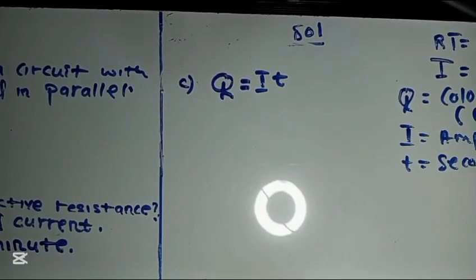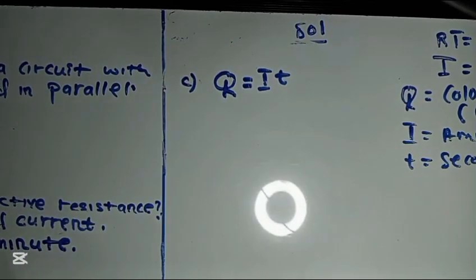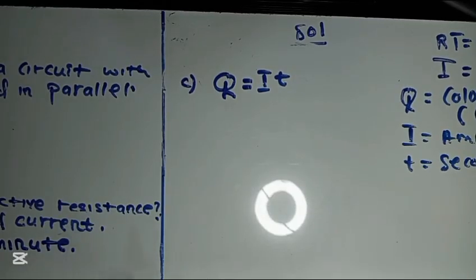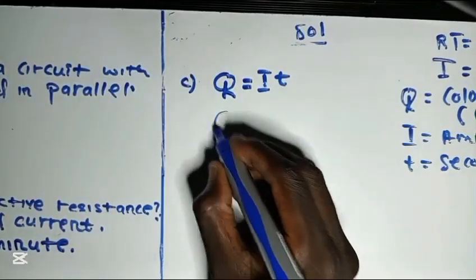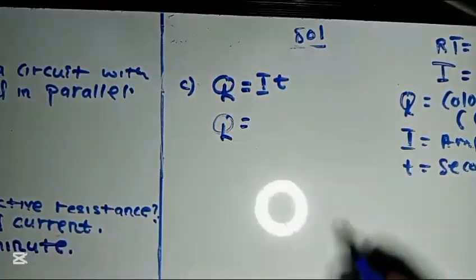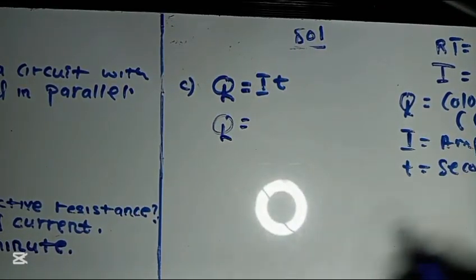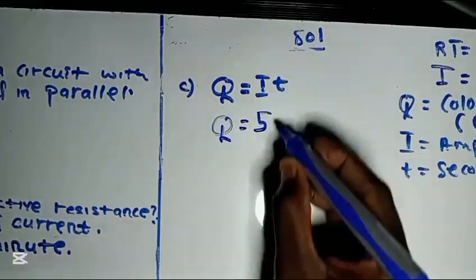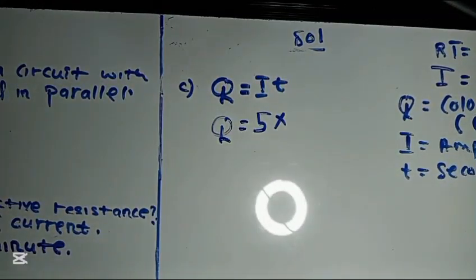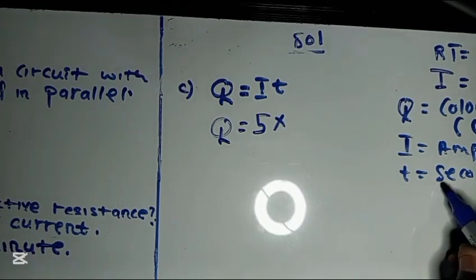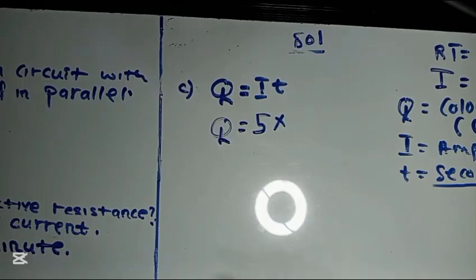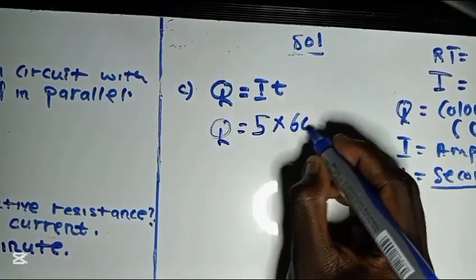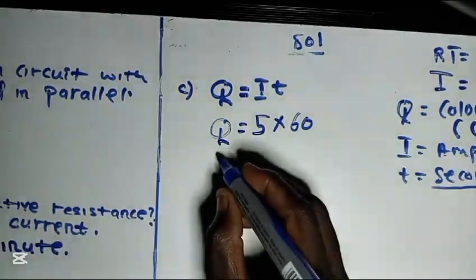Okay. So we want to answer our question now. The question is saying calculate the charge in 1 minute. So we're going to say charge is equal to current. We're going to use the total current that we answered in question D, which was 5. Then we're going to multiply it by the time. From the question they are saying 1 minute. And here we have said that time should always be in seconds. So we are going to convert the 1 minute into seconds. So 1 minute is what? Is 60 seconds.